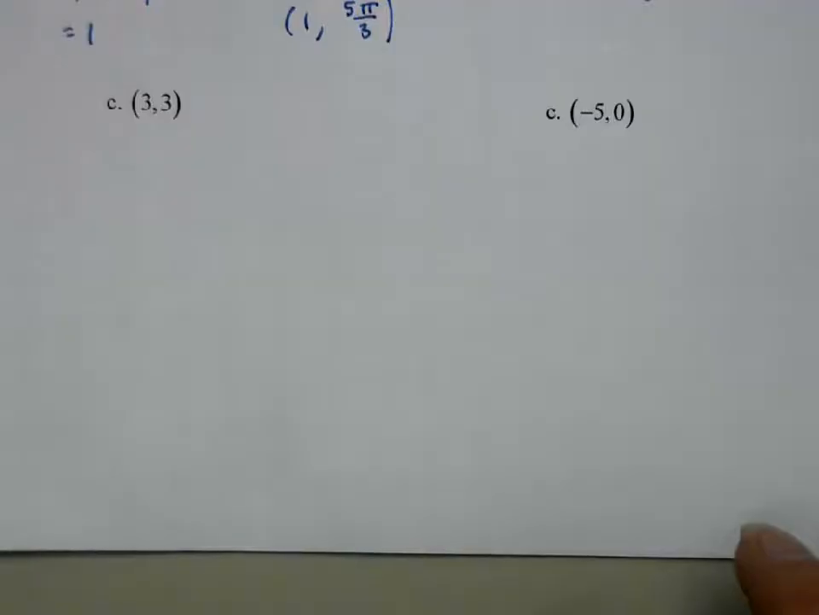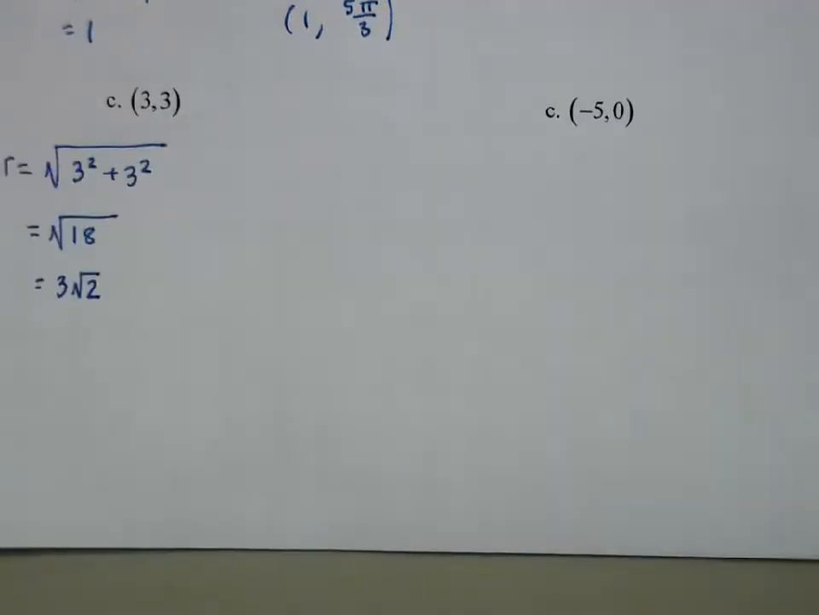Next is going to be 3. Okay. R for this one, 3 squared plus 3 squared is 18, which is 9 times 2. So since 9 is a perfect square, we can simplify that to 3 root 2.